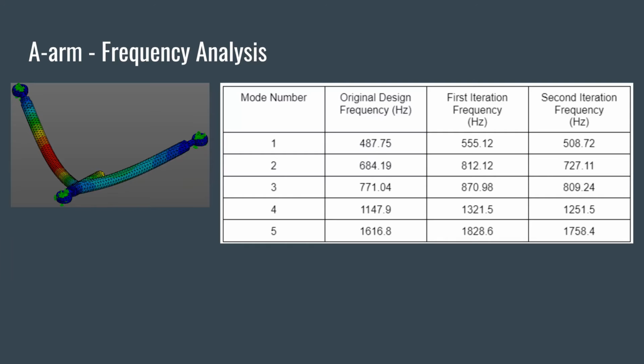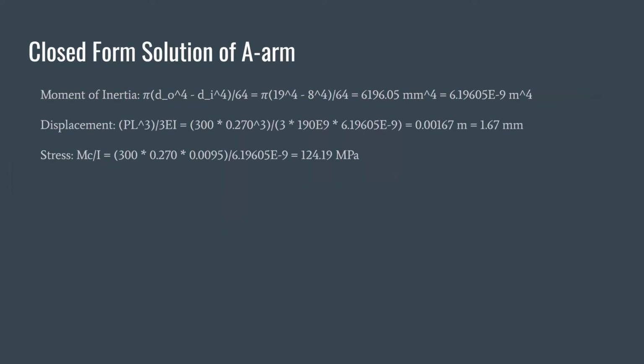And here are the results for the modal analysis. Since the frequencies are quite high, there should not be any interference with the frequency of the engine. And here are the closed form solutions for the wishbone. The displacement results are quite similar to the results that were found in the simulation, although the stress results are quite off, as seen earlier.